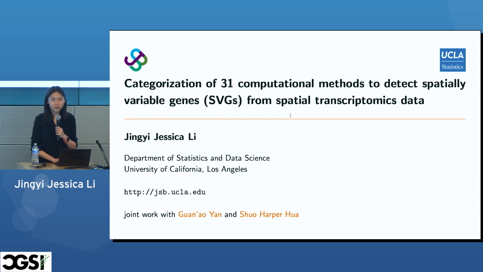So this work is, I would say, a combination of both research and tutorial. The reason is that we try to do the categorization of 31 existing computational methods for detecting spatially variable genes from spatial transcriptomics data. This is a very hot topic, as you can see from the number of methods. So I would say that our categorization is our research effort. In particular, for method developers, which I assume to be many in the audience here, we hope to provide some insights behind these seemingly diverse methods. Also, it is like a tutorial because I'll talk about some of the basics shared by some of the methods.